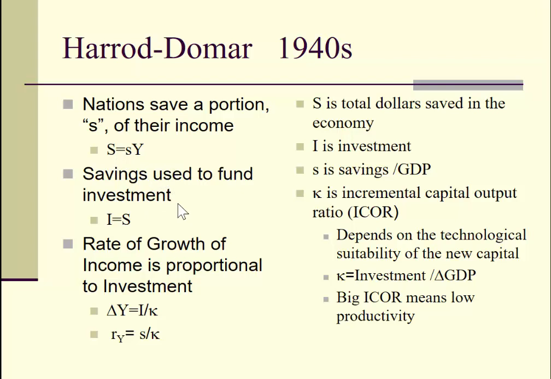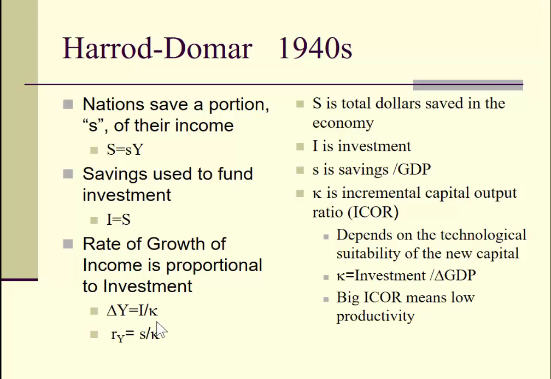Now, that savings is used to fund investment, and so we equate investment, capital I, with savings, capital S. Now, the rate of growth of income is proportional to investment. This is shorthand for something that we've seen and we'll see in more detail in the Solow model, that capital makes more of itself. In Harrod-Domar, there's this factor called kappa, and that's related to the quality of the capital that one has chosen.